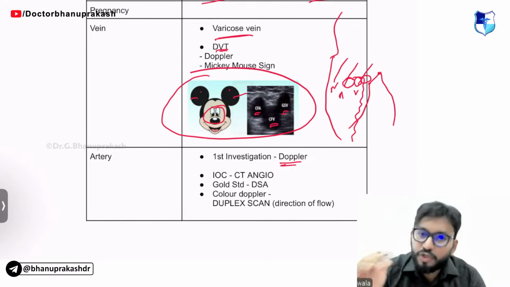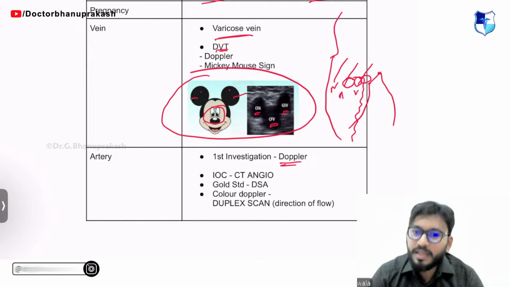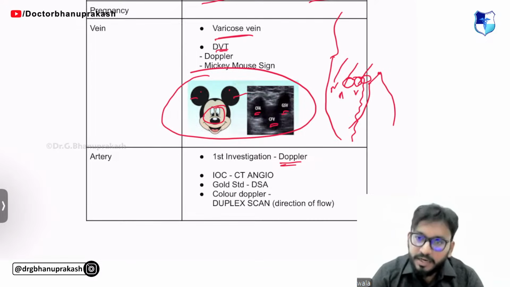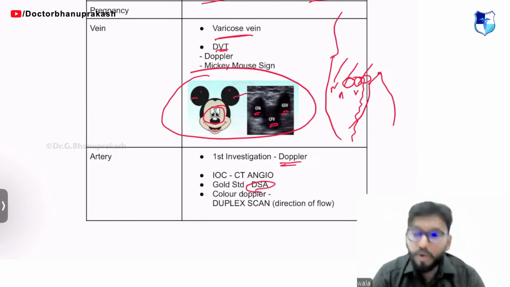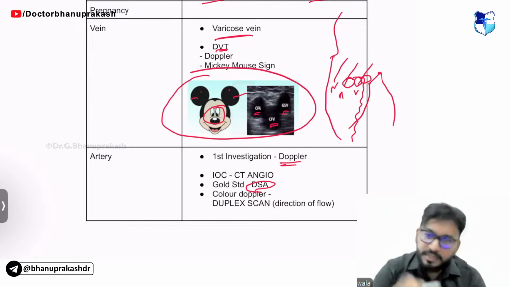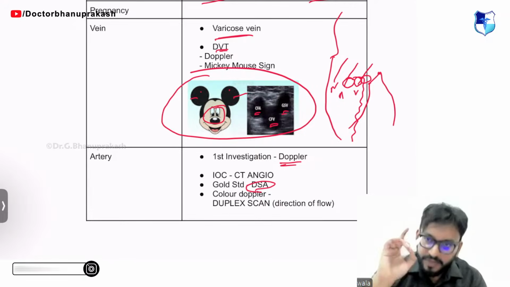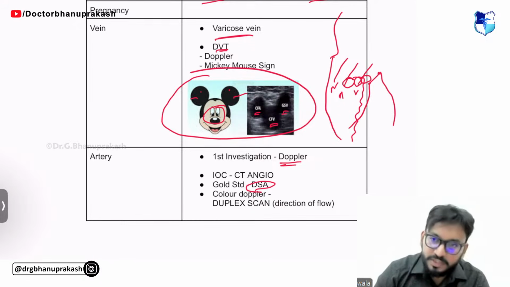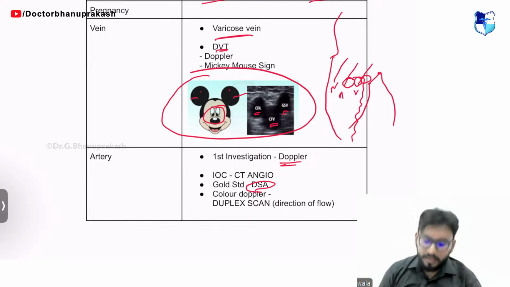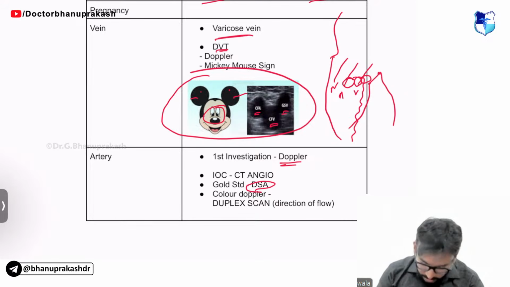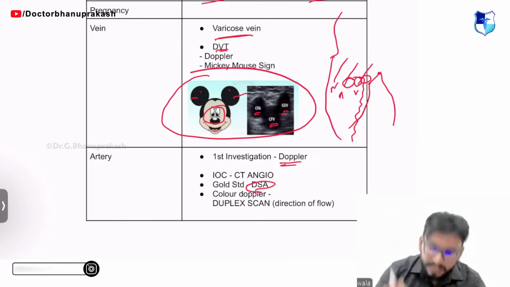What is the investigation of choice? It is CT angio, CT angiography. What is the gold standard? It is DSA. DSA is the best gold standard. If it is the best, then why don't we do it first? Why isn't it the only investigation that is done? Come on, tell me. If DSA is the best, why don't we do it first?